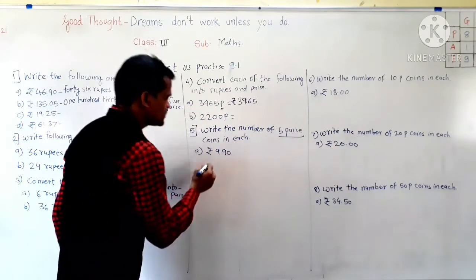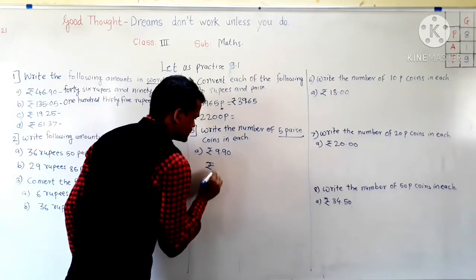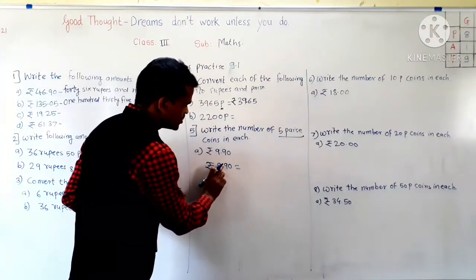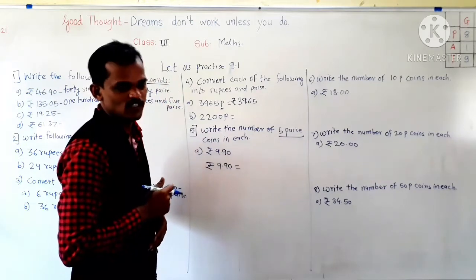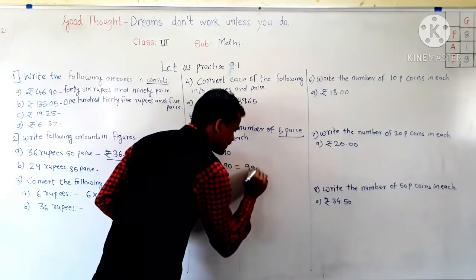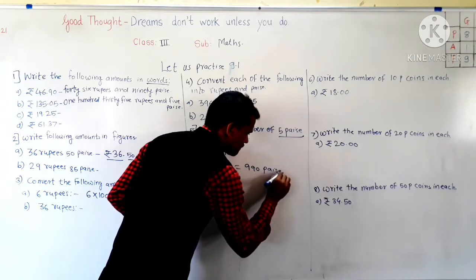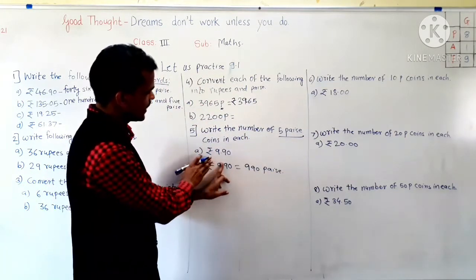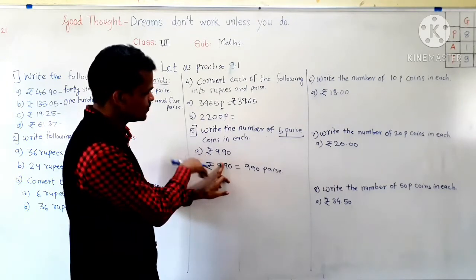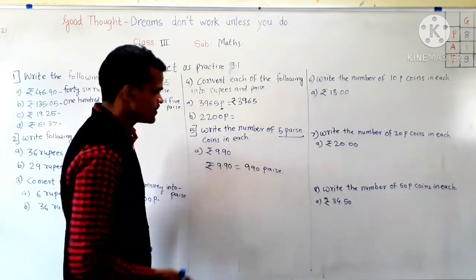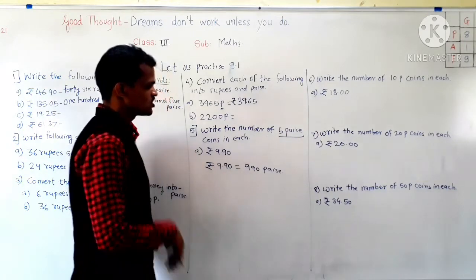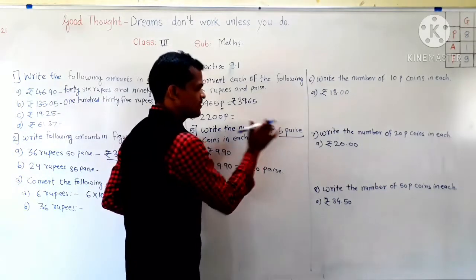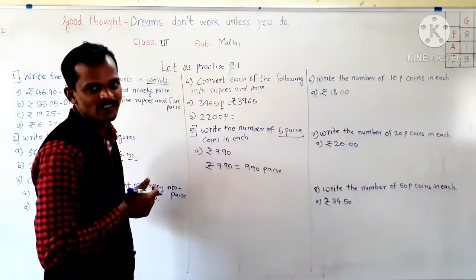So first convert that amount into paise. 9.90 is equal to, remove this point and write in paise, so 990 paise. Only remove this point and remove this rupees sign, so you will get that amount in paise. So 9.90 rupees is equal to 990 paise, and now divide by 5. So you will get the number of 5 paise coins.